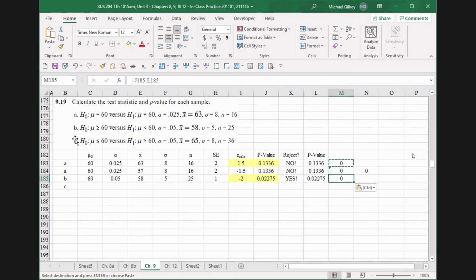Right tail. This is right tail, isn't it? Yeah. As it's greater than, the alternative is greater than. Remember, the alternative determines the type of test. So this is a right tail test.